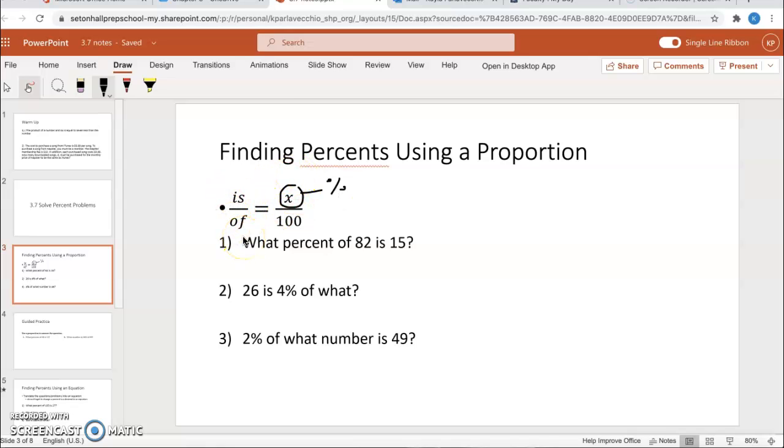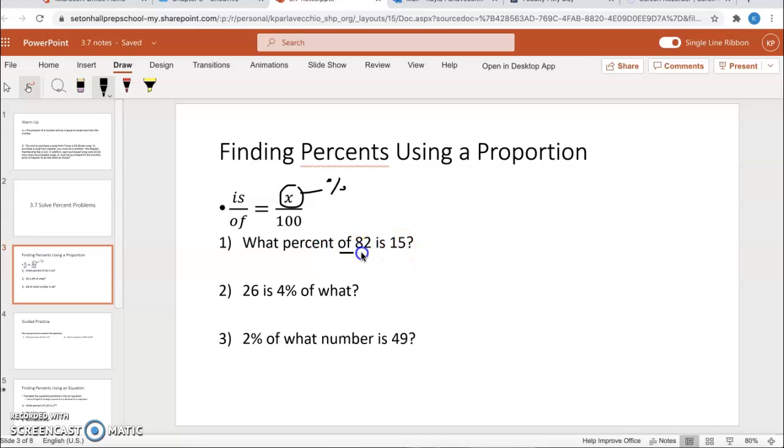Is and of are what we're going to translate to the different values that we have in the equation as well. Normally, you can go with the number around each of the words and place that in the numerator or denominator. So in this example here, you might be given a question. Sometimes you're given a statement. It says, what percent of 82 is 15?